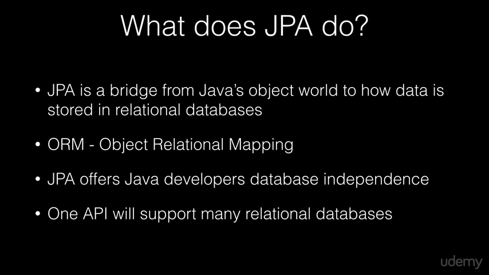So, what does JPA do? It is a bridge from Java's object world to how data is stored in relational databases. There's a different paradigm there. So it's known as an ORM tool, object relational mapping. And what JPA offers us Java developers is database independence. One API will support many different relational databases. So if you stick to the API, you should be able to hit just about any relational database.